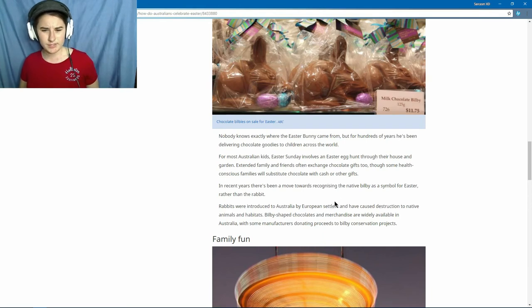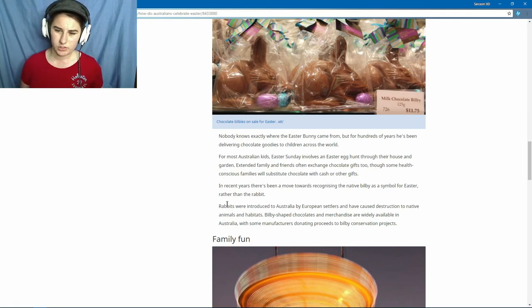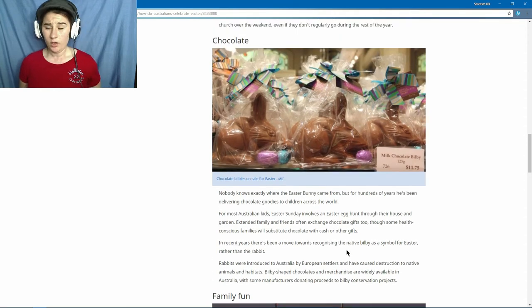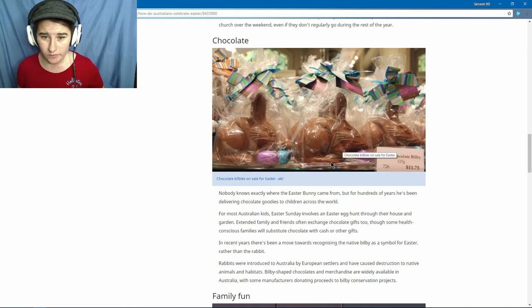In recent years, there's been a move to recognize the native bilby as a symbol for Easter rather than the rabbit. Rabbits were introduced to Australia by European settlers and have caused a disruption to nature. Bilby-shaped chocolates and merchandise are widely available in Australia. Some manufacturers donate proceeds. What? I've never heard of this. I've never even seen those. What?